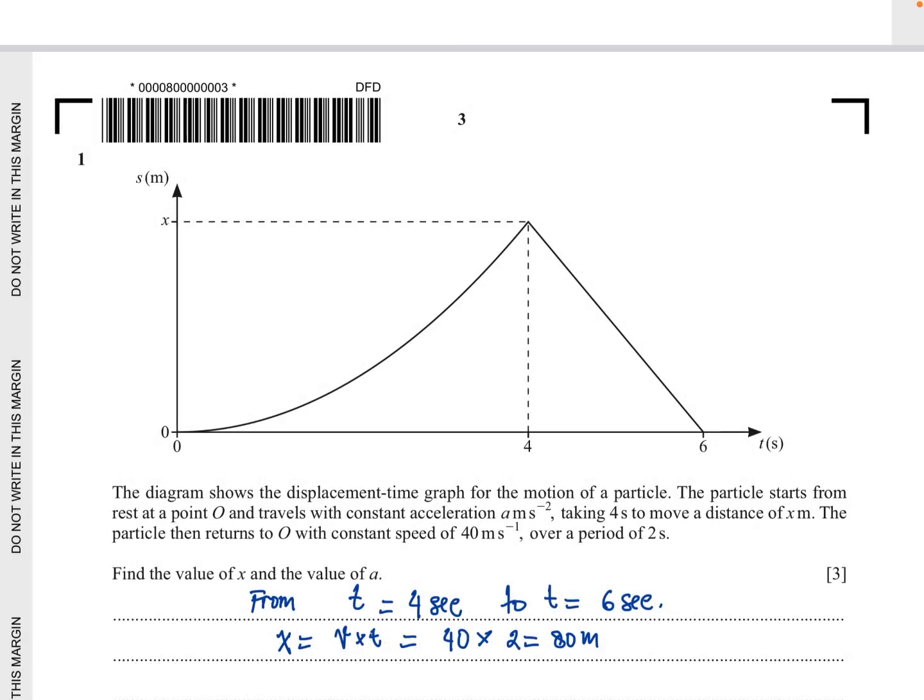Question 1. The diagram shows the displacement-time graph for the motion of a particle. The particle starts from rest at point O and travels with constant acceleration a meters per second squared, taking 4 seconds to move a distance of x meters. The particle then returns to O with a constant speed of 40 meters per second over a period of 2 seconds. Find the value of x and the value of a.